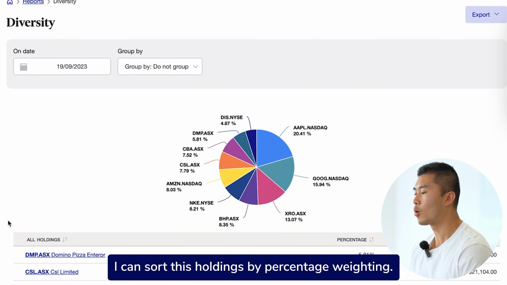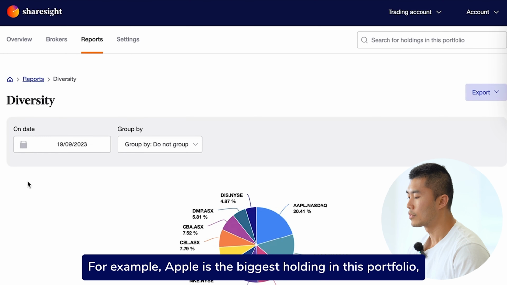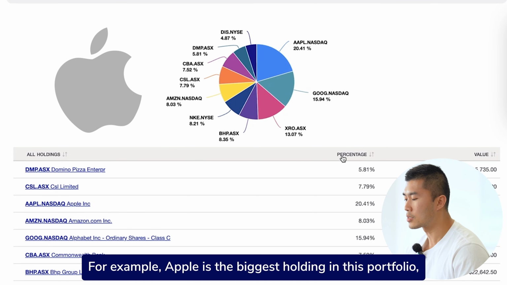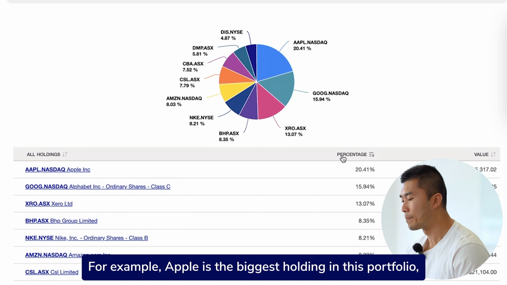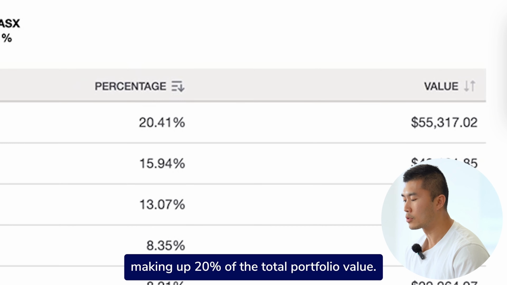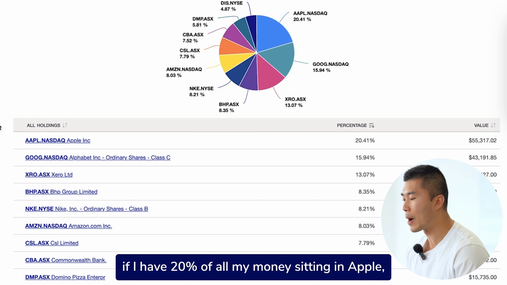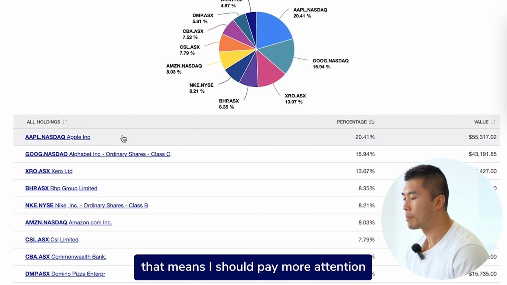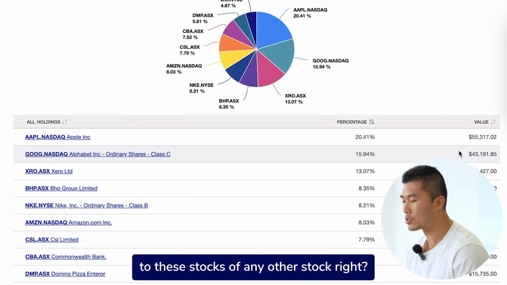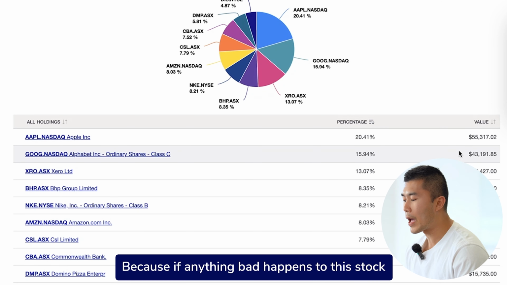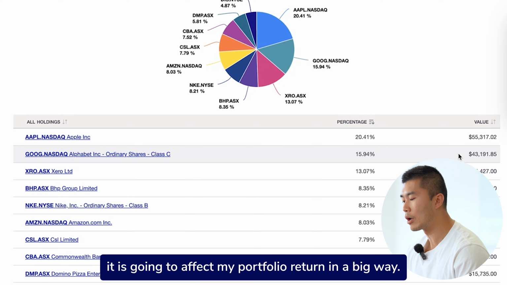This weighting changes daily because of the share price movement. I can sort these holdings by percentage weighting. For example, Apple is the biggest holding in this portfolio, making up 20% of the total portfolio value. As we discussed earlier, if I have 20% of all my money sitting in Apple, that means I should pay more attention to these stocks over any other stocks, right? Because if anything bad happens to this stock, it is going to affect my portfolio return in a big way.